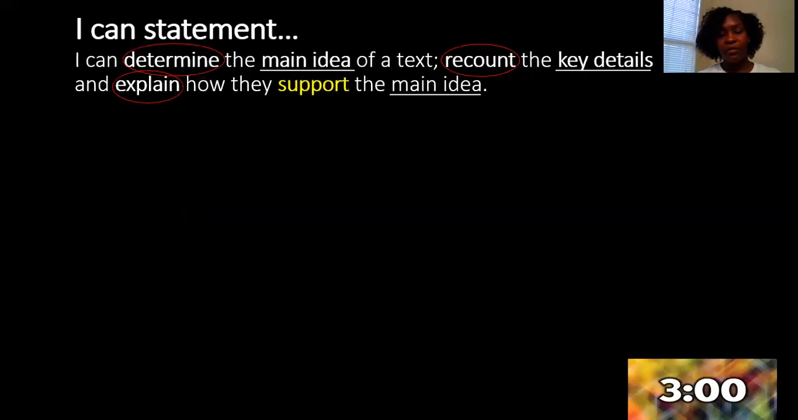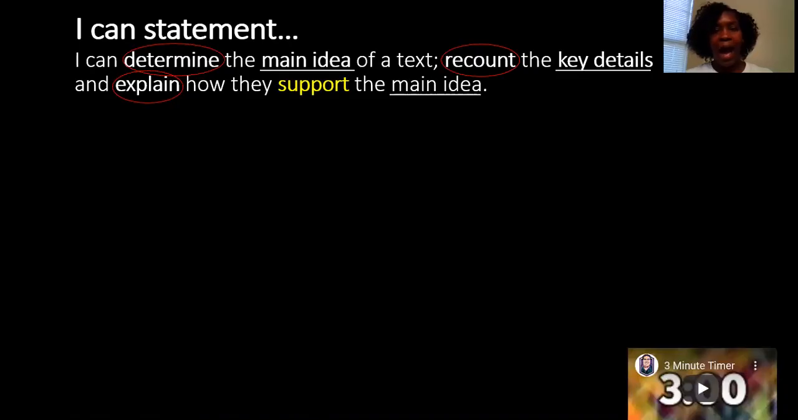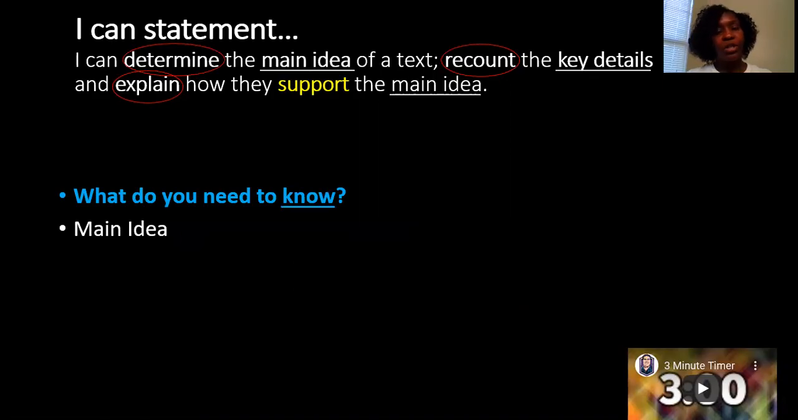So our objective for this lesson today is: I can determine the main idea of a text, recount the key details, and explain how they support the main idea. What you need to know to be successful with this skill, that will be our nouns. We need to know what the main idea is, which is what the text is mostly about. We also need to know what key details are, and those are the sentences that support or prove or back up the main idea. We also need to know what it means to support the main idea. When you support the main idea, that means that they help the main idea or help to prove that it's true.